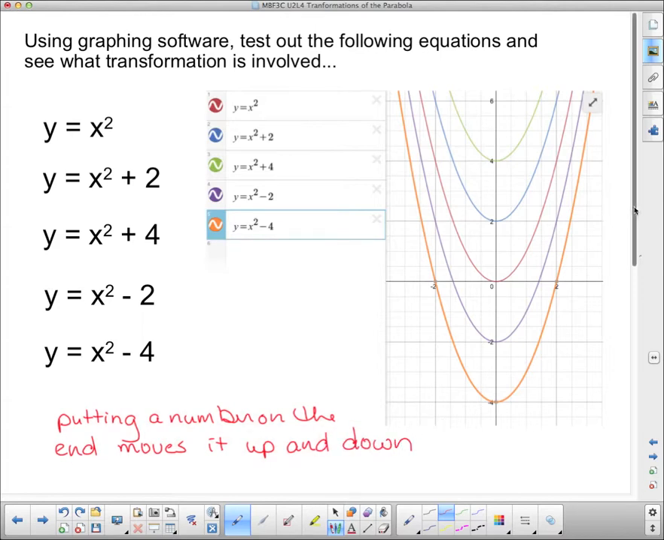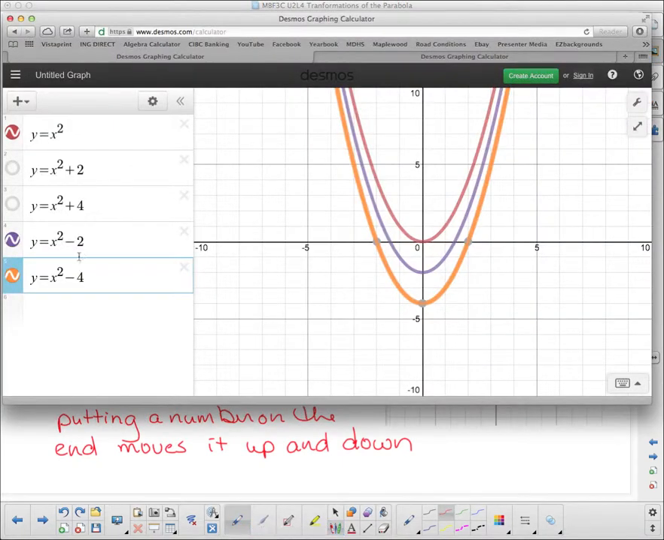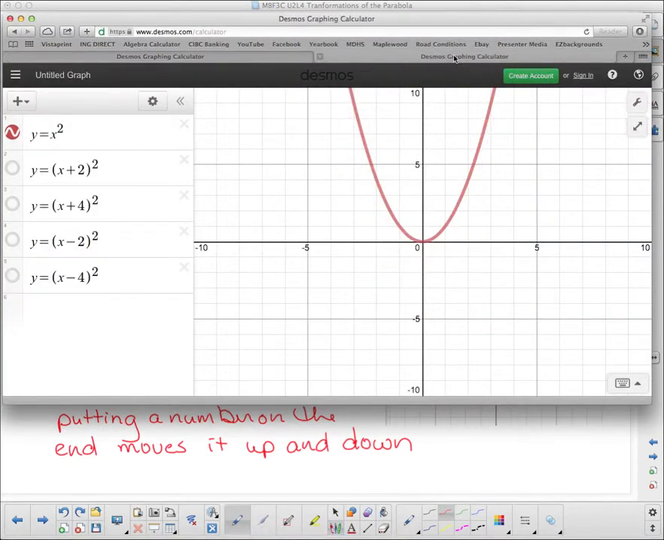Down, down, down, down, down. Okay, so we're going to try something else here. I'm going to pull this back up and we're going to go to this little beauty here. And now look, let's see what happens if I put it with the x this time.